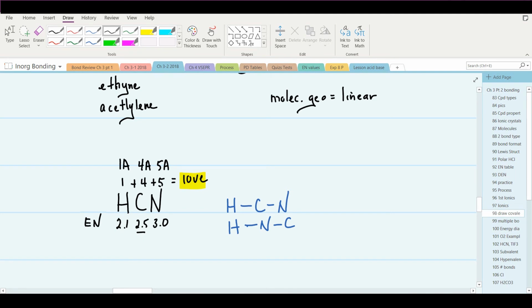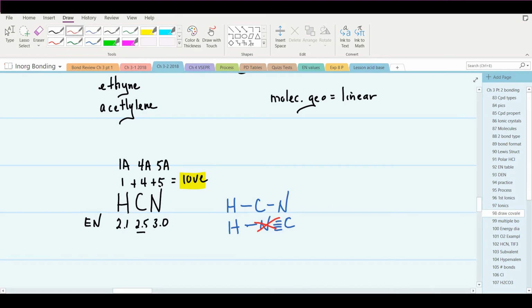That usually works. The other way is you could just try and draw it, and you see it's impossible to give carbon a full valence shell without overloading nitrogen. Nitrogen can't have 5 bonds. This really isn't a possibility, is it? It has to be HCN.